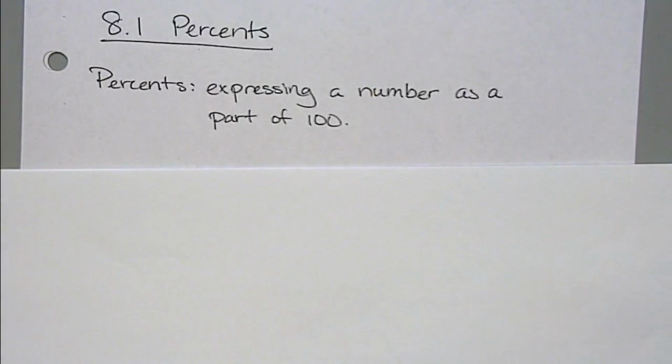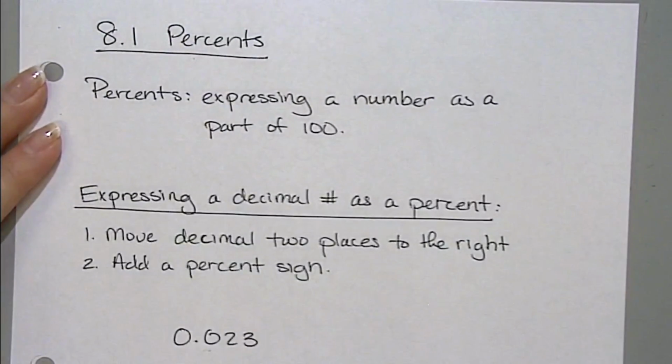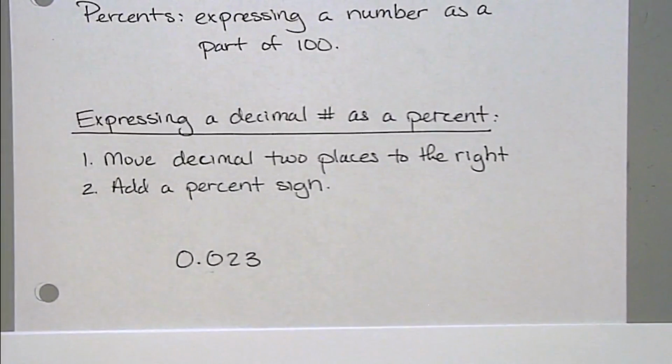So percents means expressing a number as a part of 100. Percent, okay, cent is that Latin word for 100. So it's a part of 100. Most of you know how to express a decimal as a percent, but just in case you've forgotten, we'll review this. So here we have a decimal value of 0.023.